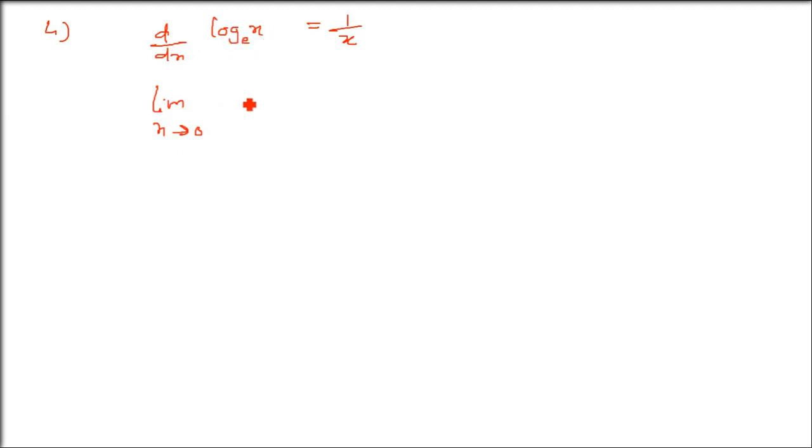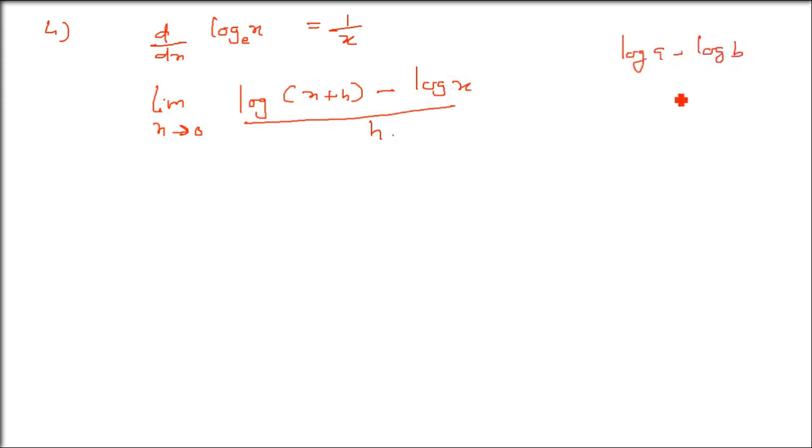Limit h tends to 0, log (x plus h). Wherever x is there, replace it by x plus h. So log base e of (x plus h) minus log x, divided by h. You see, log a minus log b is nothing but log a by b. So this is log of (x plus h) by x, and log of (x plus h) by x is log of 1 plus h by x, you can always write.